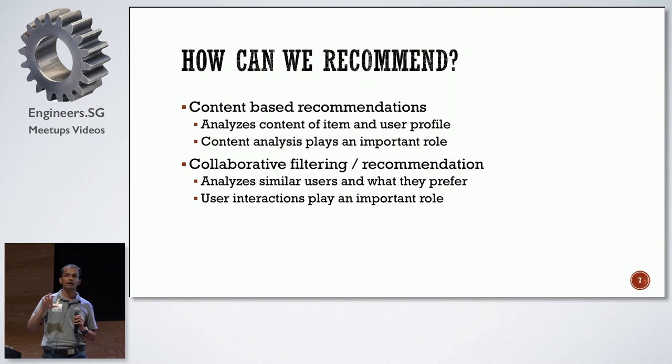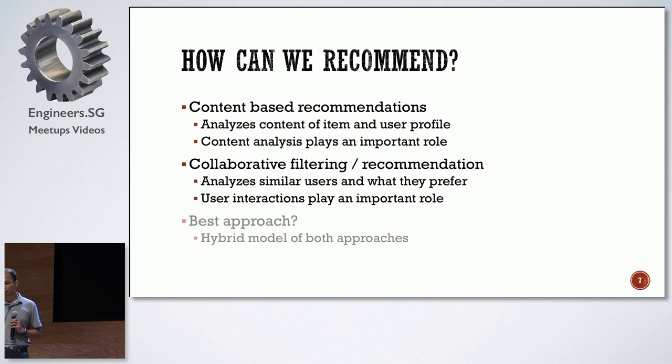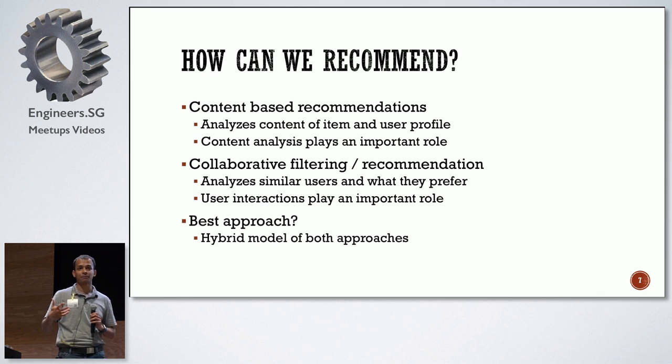For text, maybe parsing is easier. But even then, human beings use lingo and unnecessary incorrect grammar, so content-based recommendation fails in a lot of cases. That's when collaborative filtering came into view. And finally, if you want to know the best approach, it's a hybrid approach.